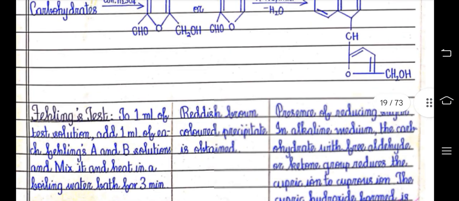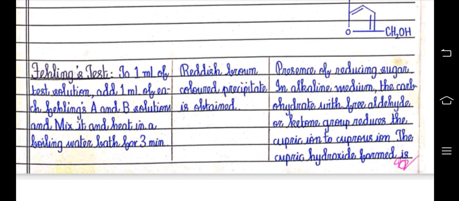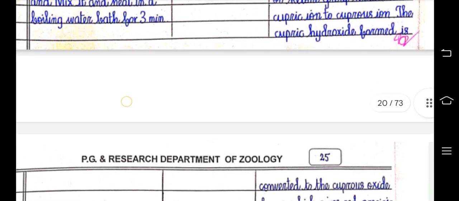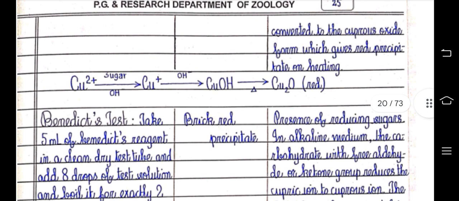Then Fehling's test. To 2 ml of test solution, add 1 ml each of Fehling's A and Fehling's B solution, mix it and heat in a boiling water bath for 3 minutes. A reddish brown colored precipitate is obtained, indicating presence of reducing sugar. In alkaline medium, the carbohydrate with free aldehyde or ketone group reduces the cupric ion to cuprous ion. The cuprous hydroxide formed is converted to cuprous oxide, which gives a red precipitate on heating. So Cu2+ turns to Cu+, then CuOH, then Cu2O, which is red.